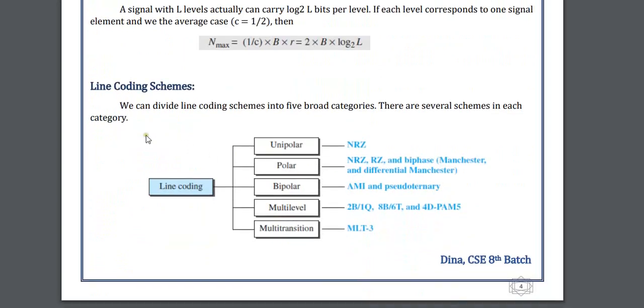Now moving to the next, in line coding schemes we have several parts. In line coding you have unipolar section, polar section, bipolar section, multilevel section, and multi-transition section. Unipolar is for NRZ, then polar section is for NRZ, RZ, and biphase. Bipolar section is for AMI. Multilevel is for 2B1Q. Multi-transition is for MLT-3.